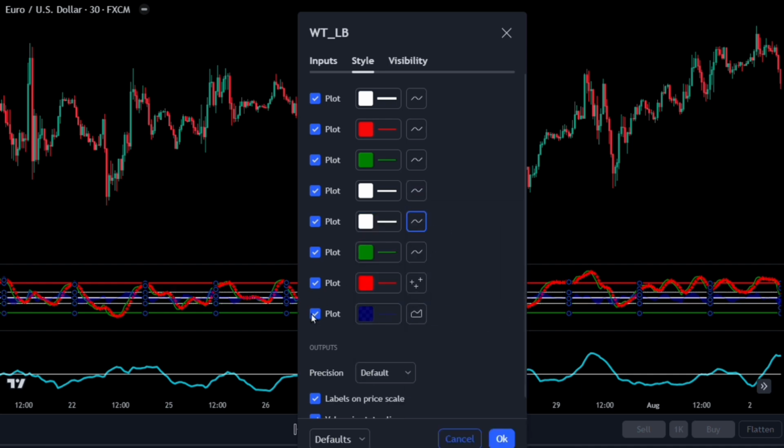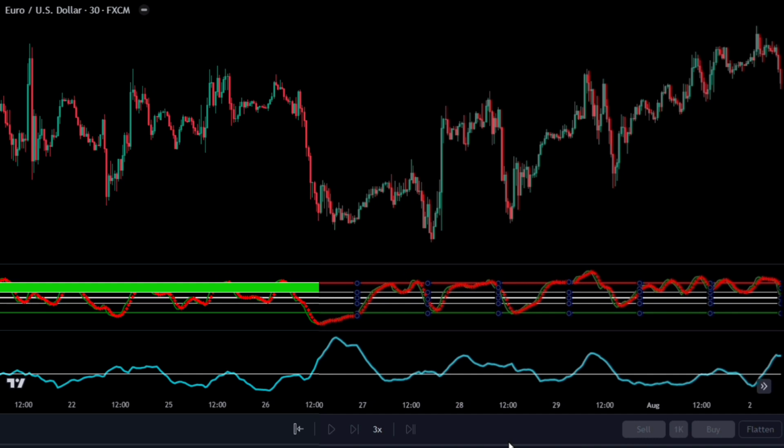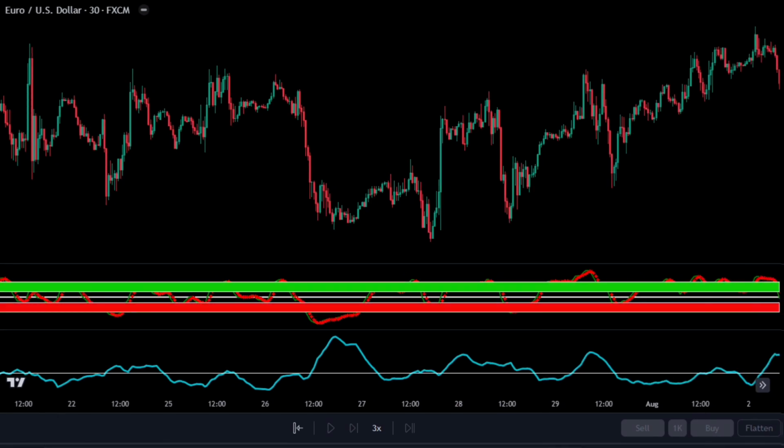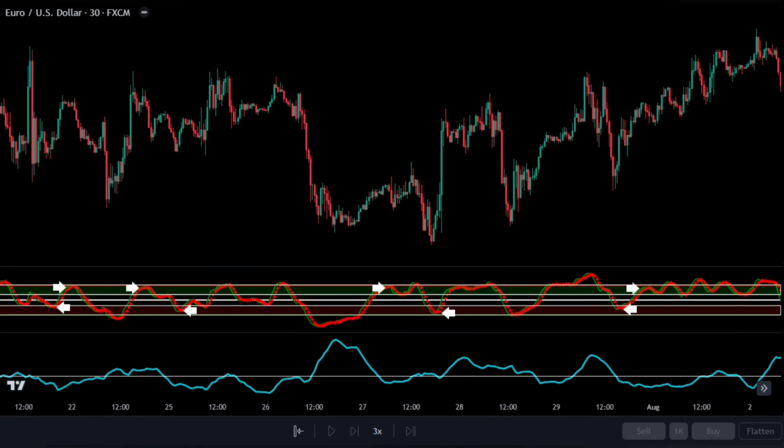And uncheck the last plot. From this point to the red line, we consider it as the upper channel, and from this point to the green line, it's the lower channel. A valid cross only happens when the wave trend crosses inside these channels.